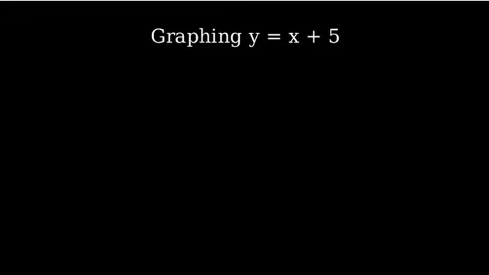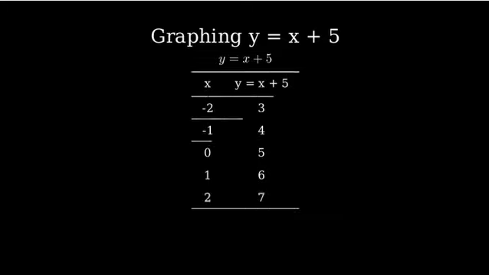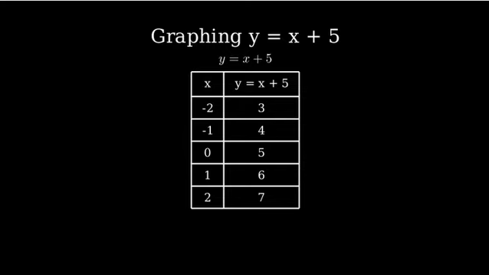We'll learn how to graph the linear equation y equals x plus 5. Let's start by writing our equation. To graph this line, we'll use a table of values method. Let's create a table and choose some x values. We'll use x values from -2 to +2 to get a good view of our line.